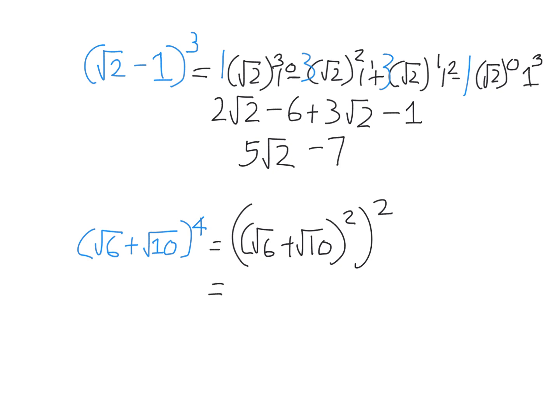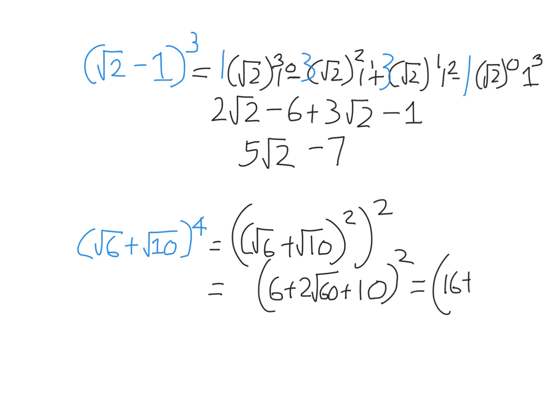To square something, a binomial expansion that is, you just simply square the first, square the second, and in the middle is twice the product of those two things. So root 6 times root 10 is root 60. So I'm going to take that and square it. So just making it a bit easier on myself, this is just 16 plus 2 root 60.